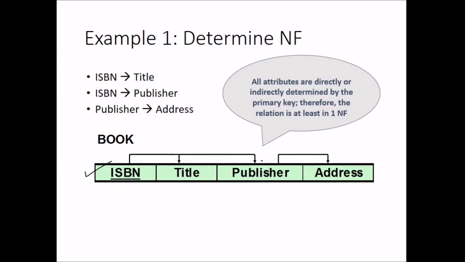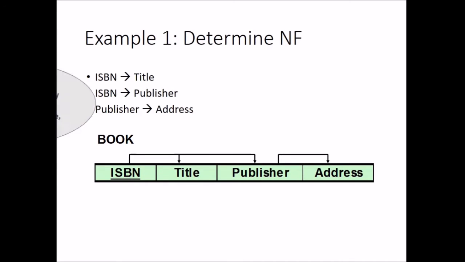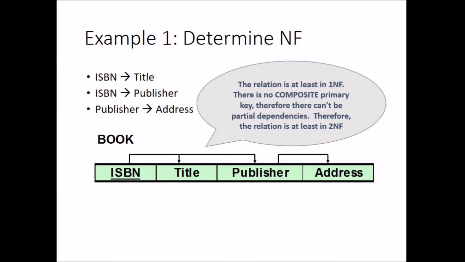So all attributes are directly or indirectly determined by the primary key. Therefore, the relation is at least in 1NF, and if it is in 1NF, we'll go for 2NF. Let us see that also. The relation is at least in 1NF, and there is no composite primary key also.